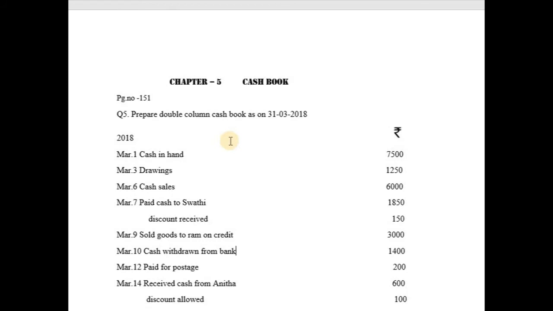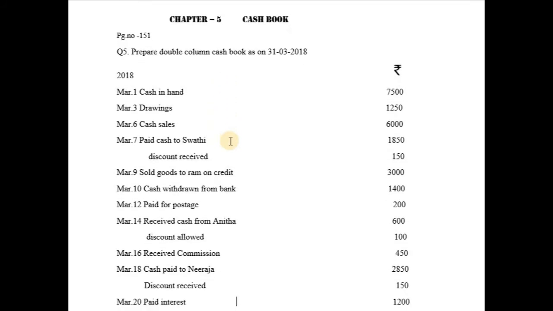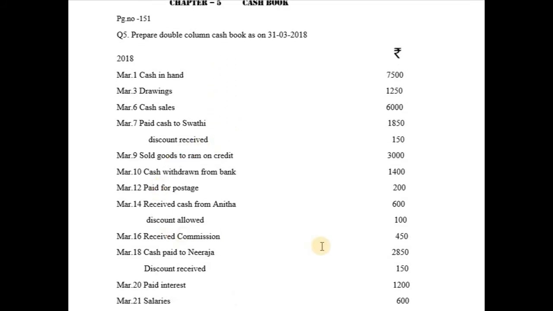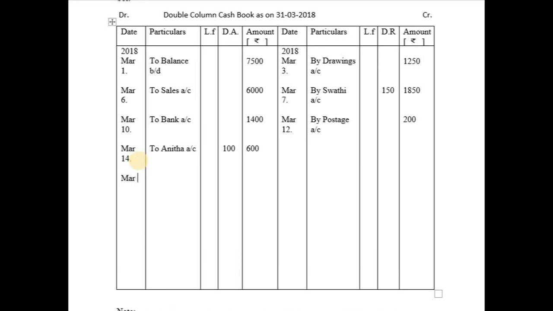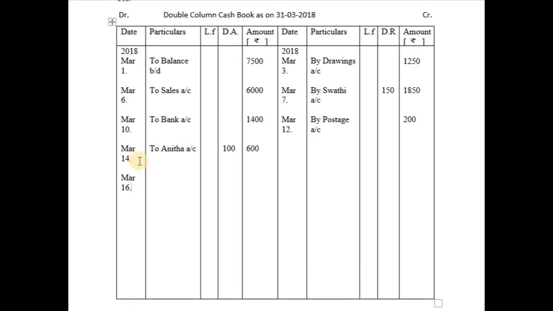Next, after March 14, we have a transaction on March 16. Received commission 450. So cash is coming into the business. It will be recorded on debit side. So here you will be writing the date as March 16. And as we are receiving commission, it will be recorded as to commission account.